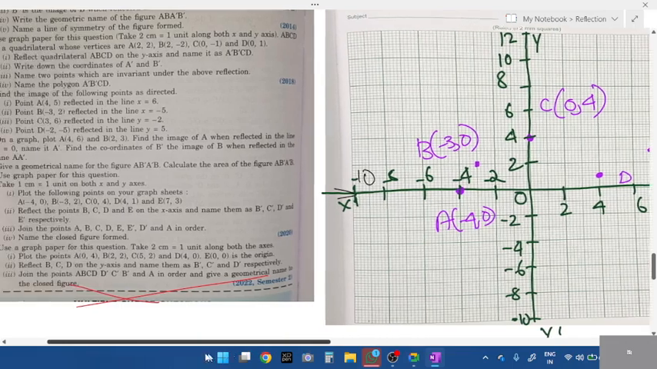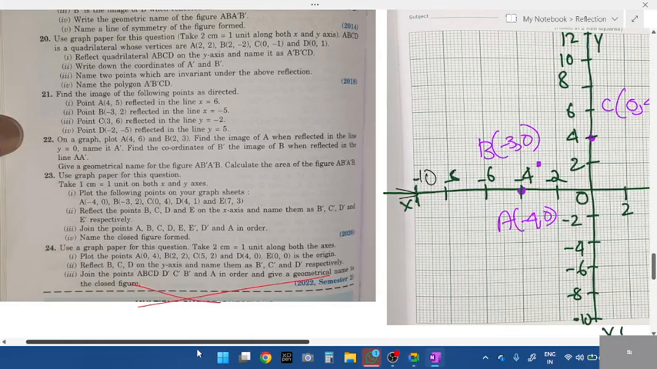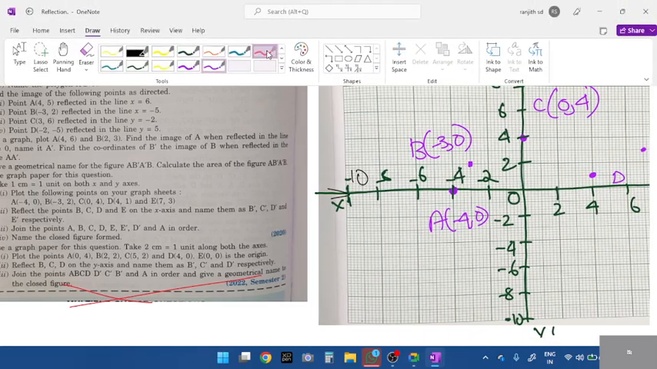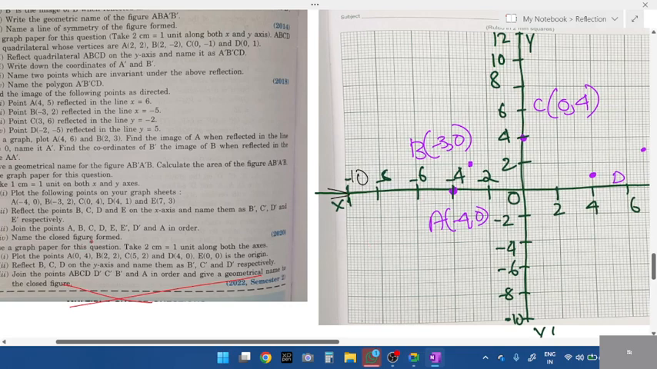For this, you'll get 1 mark. Tell me the second question. What is it? Reflect the points. What are the points you have to reflect, students? I'll use the red one. Yes, A, B, C, D, E. No, no, sorry. Second one. Reflect B, C, D, E on which axis, students? Which axis? X axis. And what do you have to name them as? B dash, C dash, D dash, and E dash. Yes, no different names. Same, B dash, C dash, on the X axis.